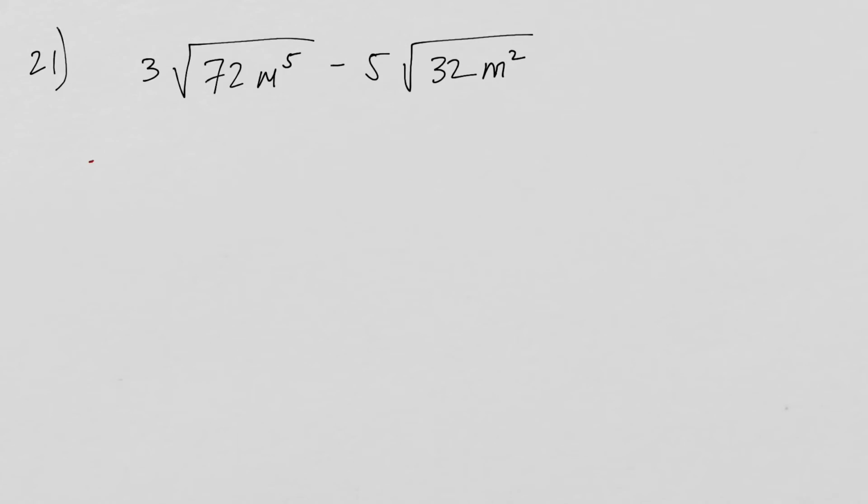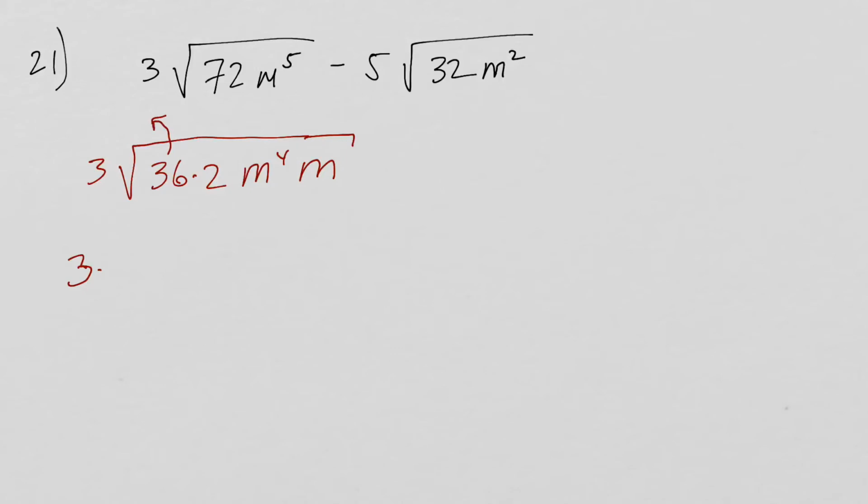Okay, so I'll rewrite this first one as 36 times 2 m to the 4th times m. I have my 3 sitting out here. I take out my 36 and it becomes a 6. I take out my m to the 4th and it becomes m to the 4 divided by 2, which is m squared. And I'm left with root 2m. So 3 times 6 is 18.